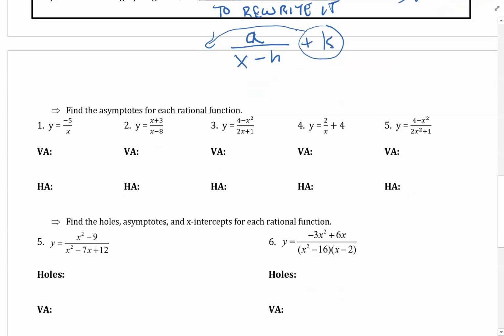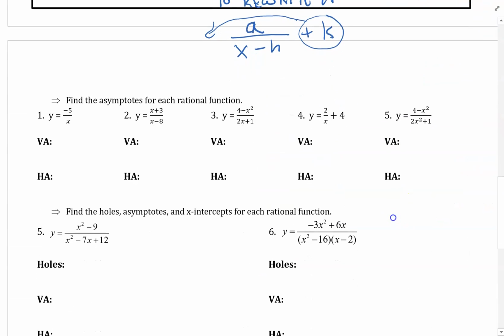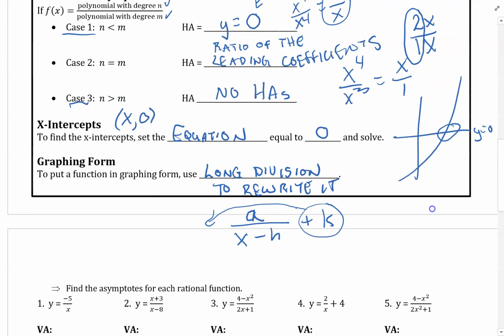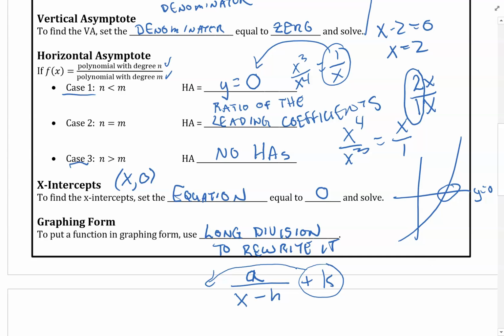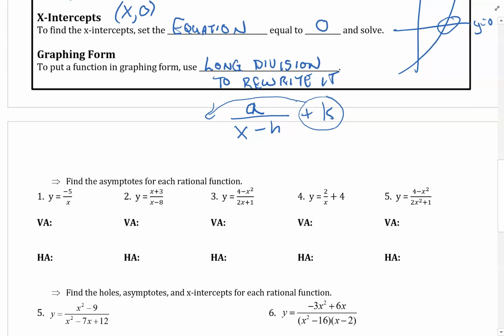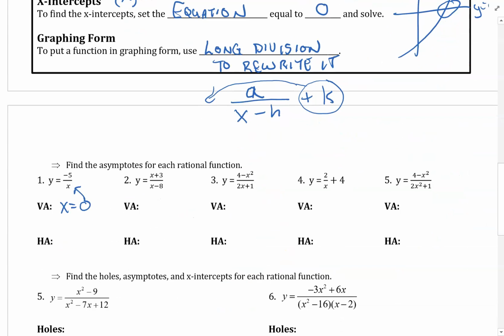Finding vertical asymptotes for each rational function. Here we're going to look right back at those three cases. In example number 1, x to the 0 power on top, x to the first power on the bottom. So n is less than m, case 1. We get a vertical asymptote at x equals 0. That's this part. And that's our vertical asymptote, and a horizontal asymptote is what we use up above. And we get y equals 0, because n is less than m.